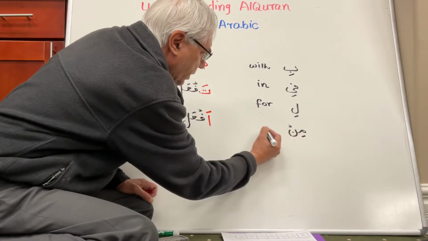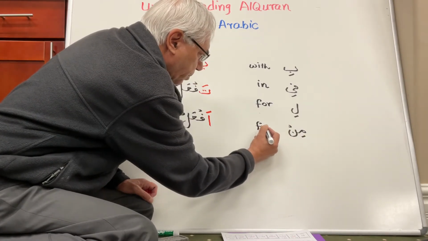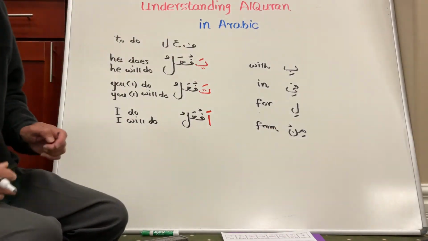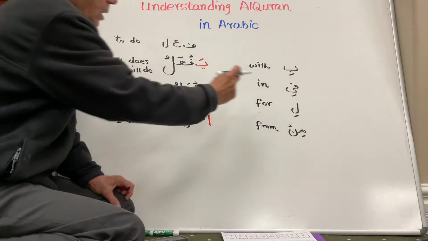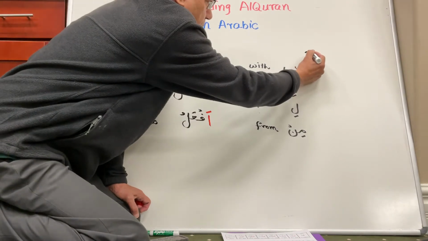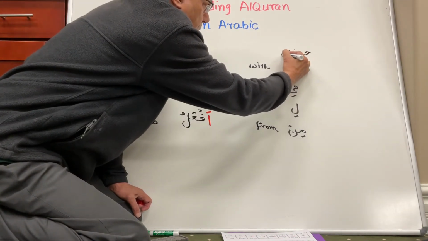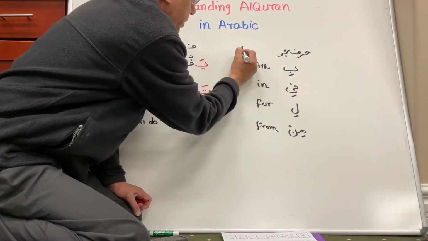And these are mostly what you will see in the Quran, okay? So just keep these. In Arabic, these are called harf jar. And in English, they are called preposition.